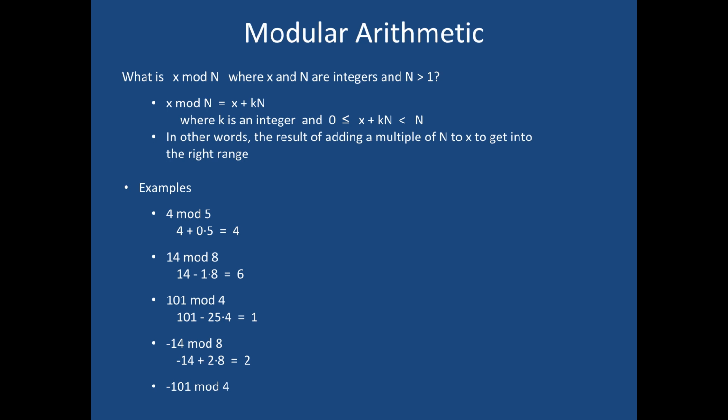So what if we added 25 times 4 to negative 101? What would we get? Negative 1. So let's add 4 more. That gives us 3. Okay?